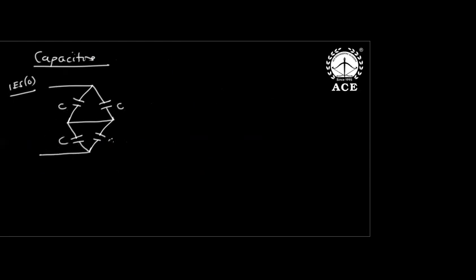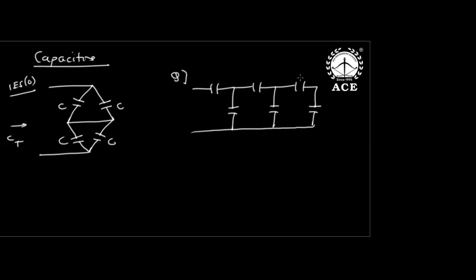This is C, C, C, and C. I need C total. I'm asking a general question. It is a ladder network. And this is now 3 microfarad, 6 microfarad. This is 2 microfarad. Again 4 microfarad. This is 4 microfarad, 4 microfarad. And this is 3 microfarad. And I want this C total.